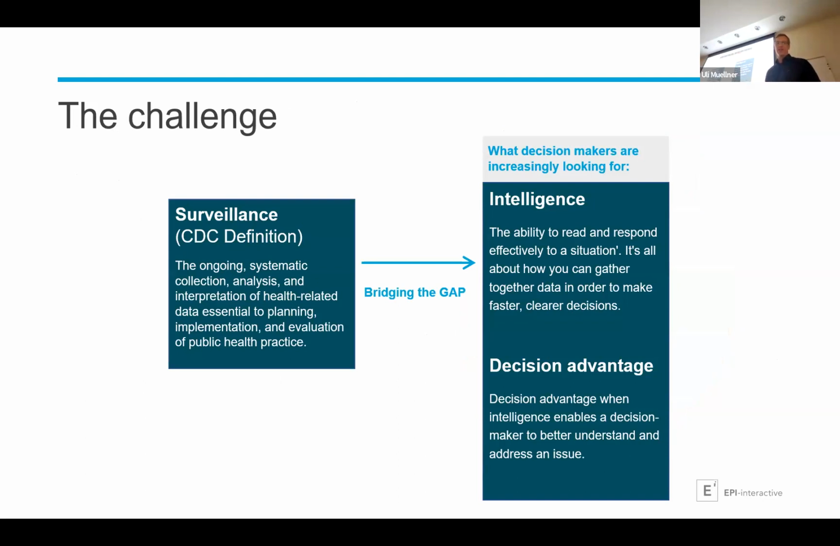public health practice. And then intelligence goes a step further. It's the ability to read and respond effectively to a situation. It's all about how you can gather data together in order to make faster, clearer decisions, and eventually that results in a decision advantage, which enables decision makers to better understand and address the issue. So it's all about looking at your stakeholders and the people in charge who can make decisions, to influence them in a way that is based on valid methods.